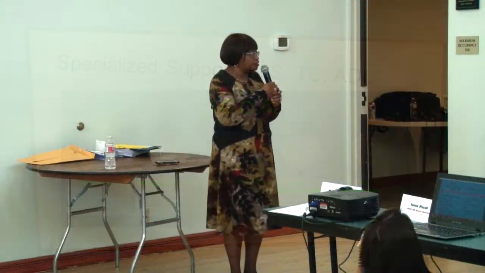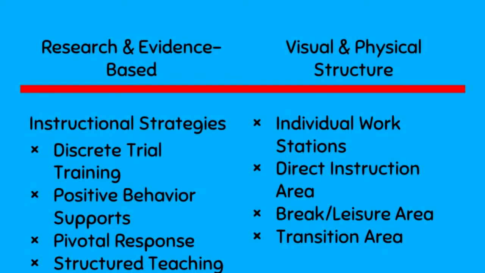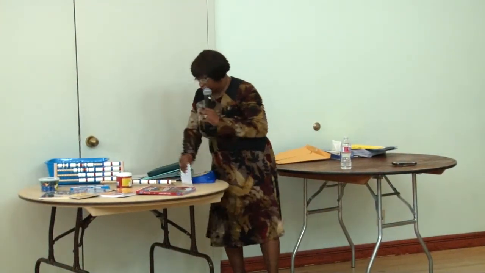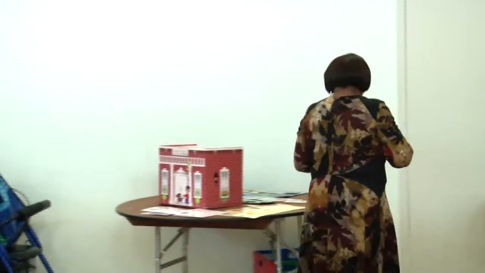Also, with the research evidence base, you're going to see instructional strategies. You're going to see discrete trial training, positive behavior supports, pivotal response, and structural teaching. Then on the visual side, you're going to see individual student stations when you walk in the classroom, and they're going to be identified and labeled. Direct instruction areas, break, leisure area, and transition areas. So when you walk into a classroom, you will see in all the programs, you can pass these around and look at these. You're going to see different areas in the classroom labeled with these colorful cards. So when you walk in, you'll know where direct instruction is, where leisure is, where the computer stations are, where the leisure areas are in the classroom.